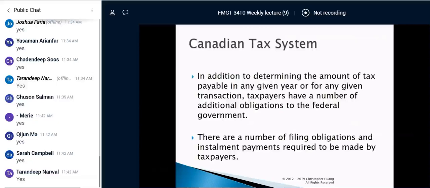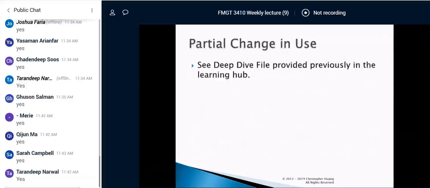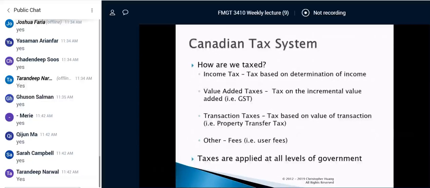So you have to remember, and again, way back when we talked about things, right? How are we taxed? We said there's income tax. Then we have what we call transactional taxes, like what we call value-added taxes, okay? Like GST, okay? Then there's general transaction taxes, like your PST, your property transfer tax, okay? And then there's user fees, right? So there's all these different taxes, okay?